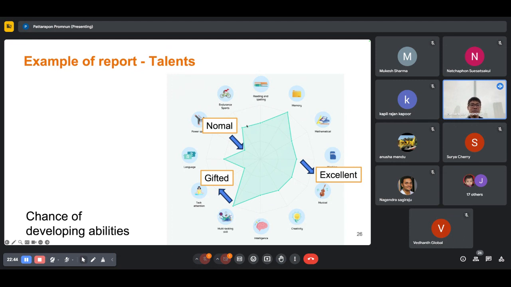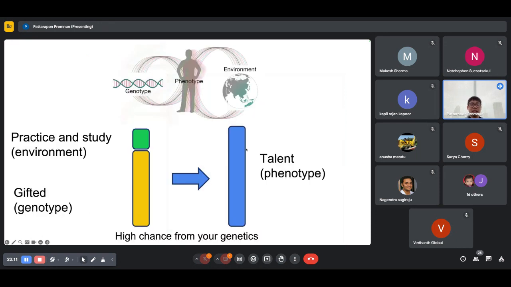Just like this, we analyze many genes and we report for sports, memory, math, or language. How you can learn, how efficiently you can learn math, the chance of developing mathematical ability or musical ability, something like that. But keep in mind that talent is also your phenotype, your expression. It also depends on 2 factors, environment and genetic factor.